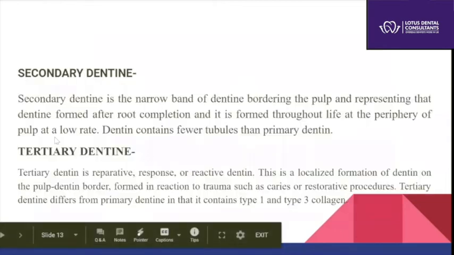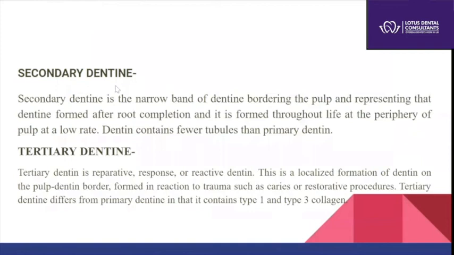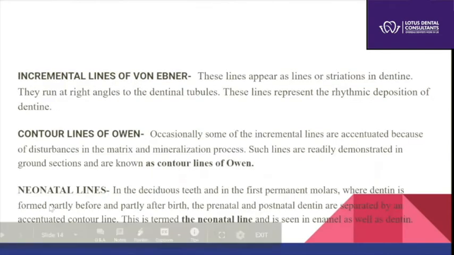Now, this was the primary dentine, which was formed before root completion. Now comes the secondary dentine. Secondary dentine is a narrow band of dentine bordering the pulp and representing the dentine which is formed after the root completion. It is formed throughout life, at the periphery of the pulp, at a low rate. This is very important, Aisha. The circumpulpal dentine also surrounds the pulp, and so does secondary dentine, but the difference is that circumpulpal is formed before root completion, and secondary is formed after root completion.